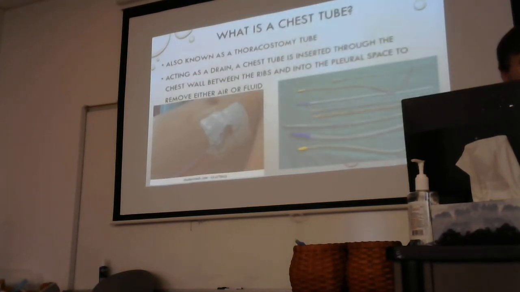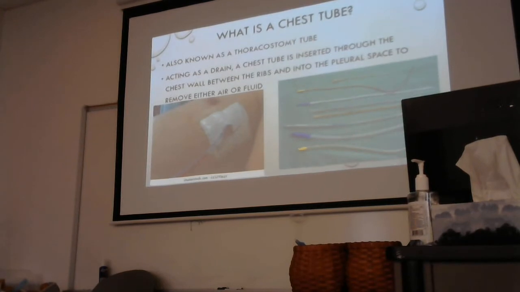So what is a chest tube? We also call that insertion a thoracostomy tube. You don't really see that too often. Your doctor is going to put in a chest tube, they're going to call it a chest tube. So it acts as a drain. The chest tube is inserted through the chest wall between the ribs and into the pleural space to remove either air or fluid. Fluid could be purulent or blood.